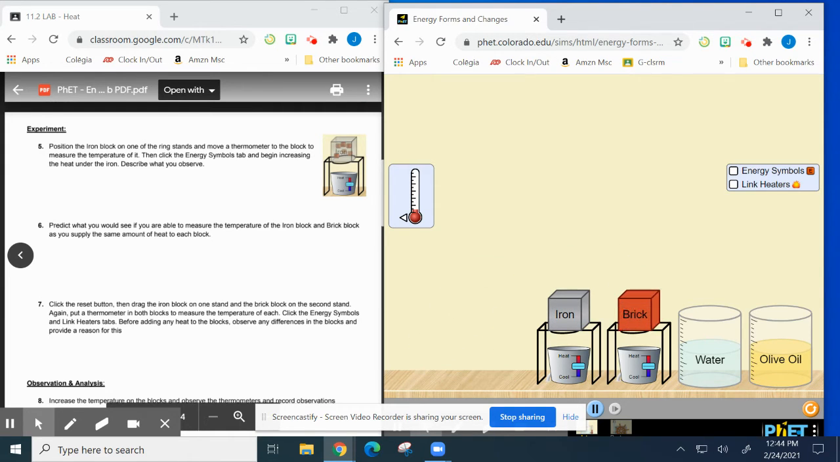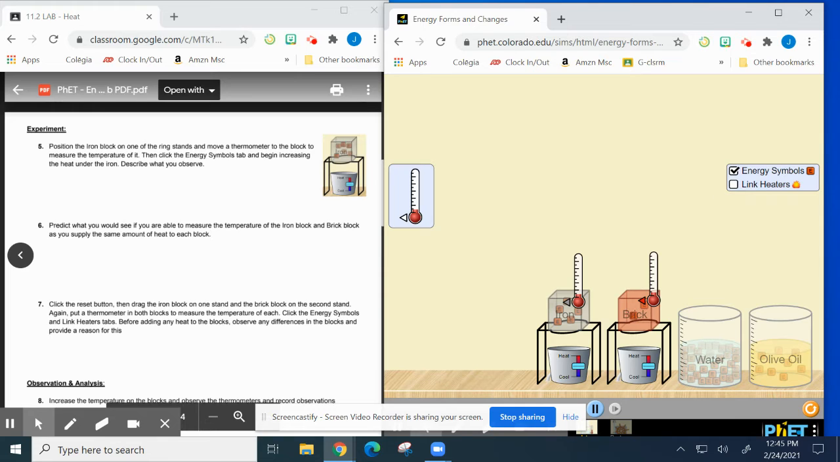Now it says to put the iron block on one stand and the brick block on one stand, right? And we're going to put a thermometer on each one. And you can see the little sideways triangle next to the thermometer turns to the color of the item so that you know that you've got it there. Click the energy symbols on, right? And then link the heaters.